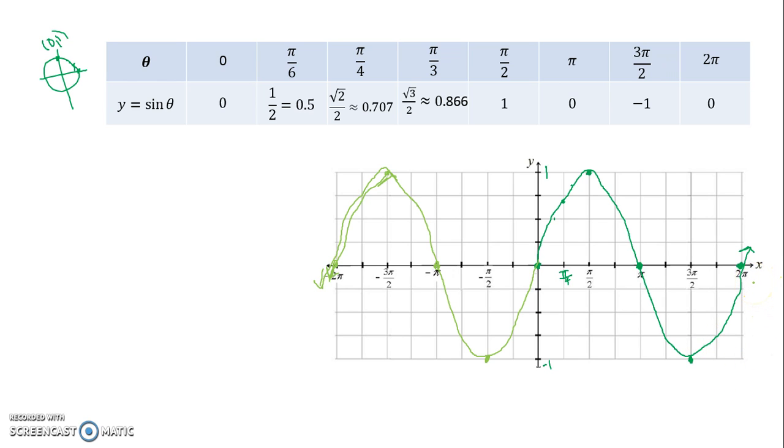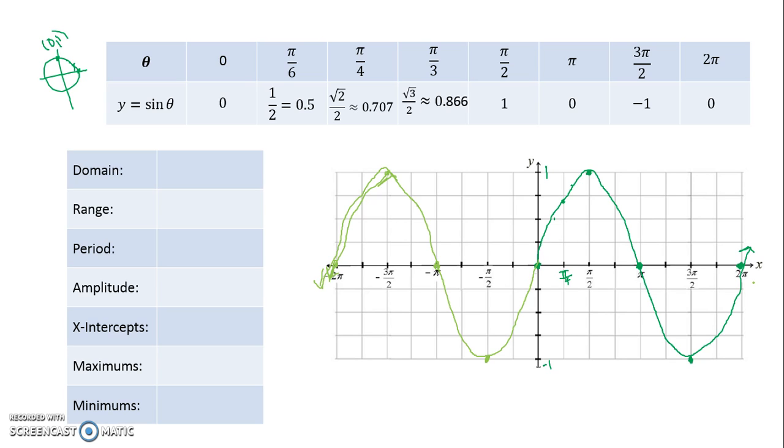Now, there are a few things that we need to look at to know, like key points and information about this graph. So I have this table over here that we're going to fill in with domain, range, period, amplitude, your x-intercepts, maximums, and minimums. So go ahead and get that table copied down, and then I'll help you fill it in.